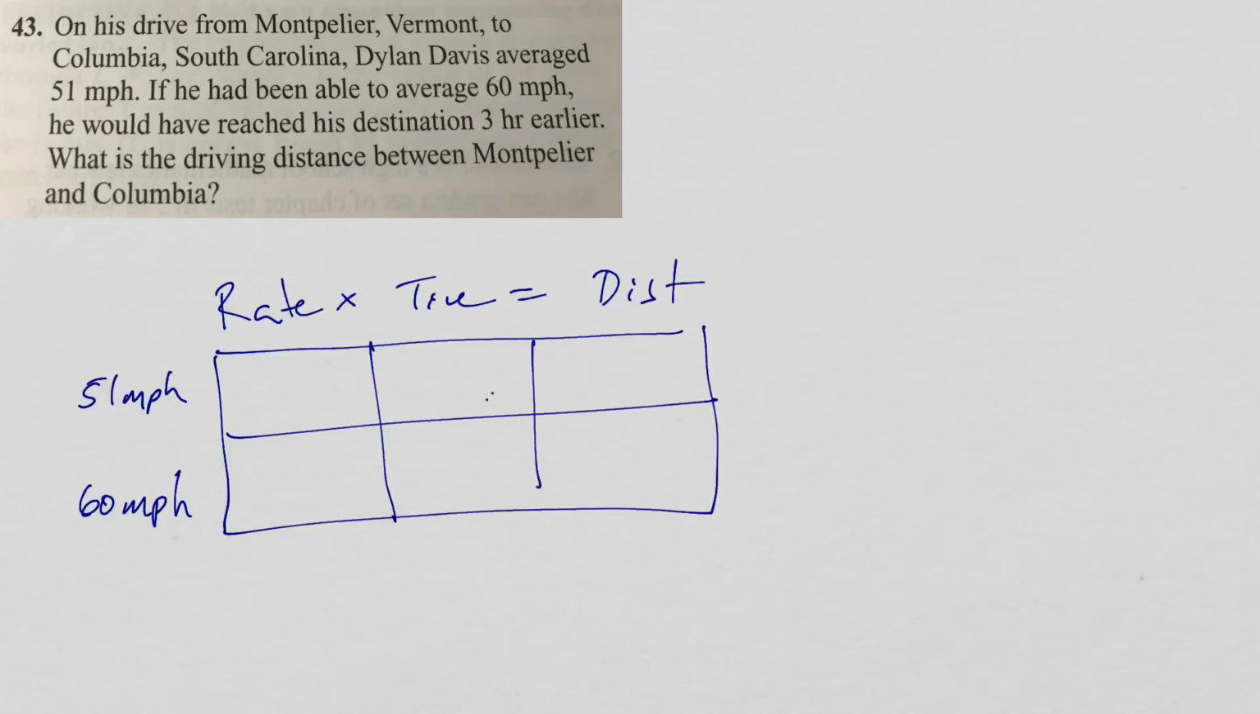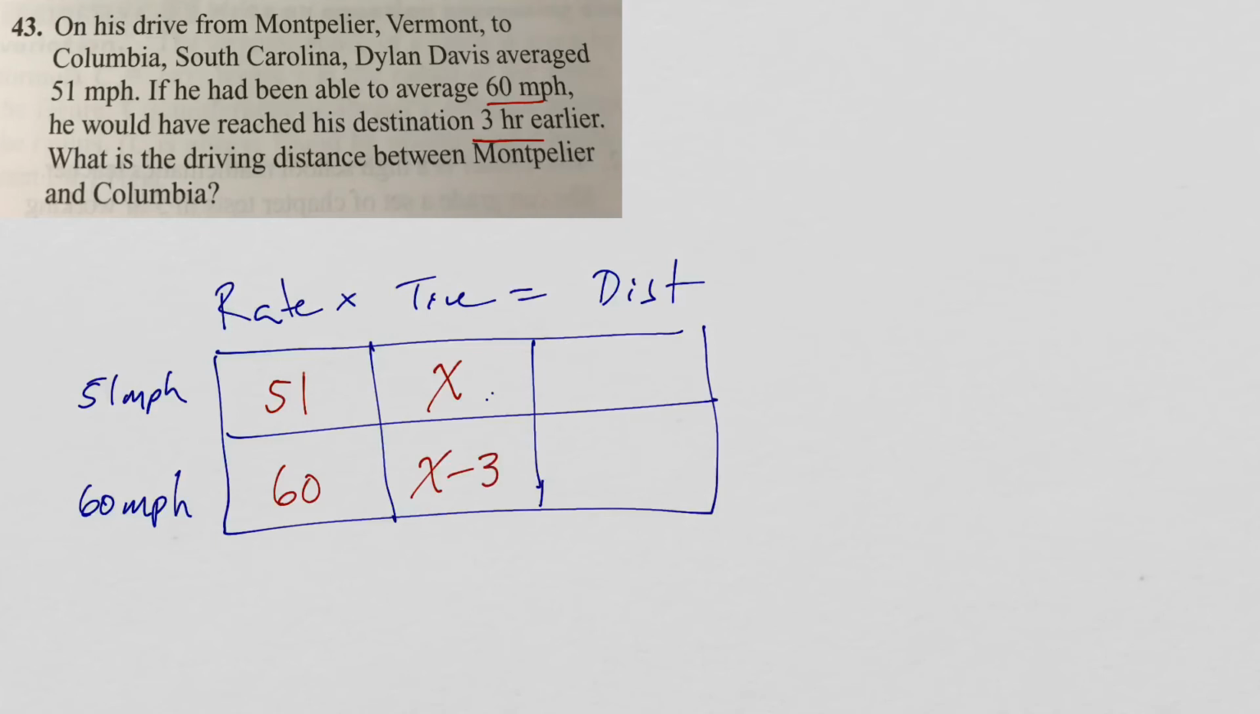Okay, so the rate is really easy to fill out. You're just going to put 51 and 60. Okay, it says that if he had been able to go 60, he would have reached his destination 3 hours earlier. So we don't know what this time is, but we do know that if he was traveling 60, the time would have been 3 hours less.